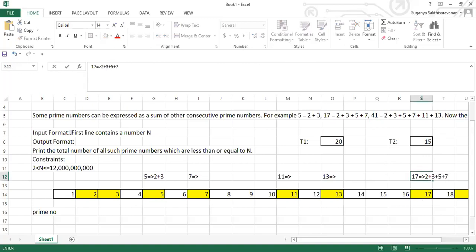In the same way, we are supposed to check for each number whether the sum of consecutive prime numbers gives the value. If 20 is given as a value, what is the expected output? For 20, the output they have given is 2. Within a range of 20, I may have n number of prime numbers, but the prime numbers that satisfy this condition are only two: one is 5 and the other is 17. That's the reason they gave 2 as the answer.